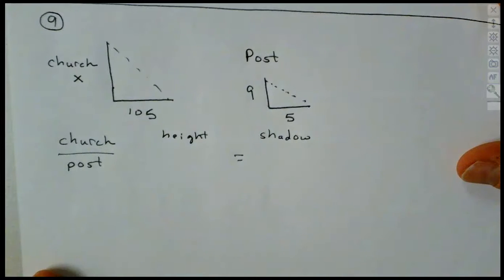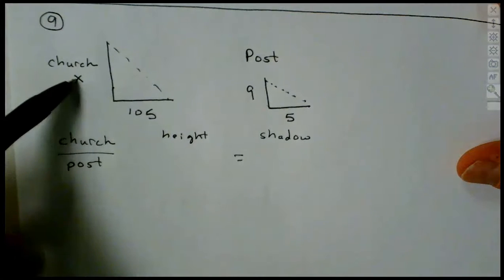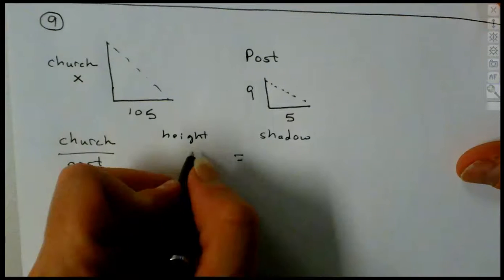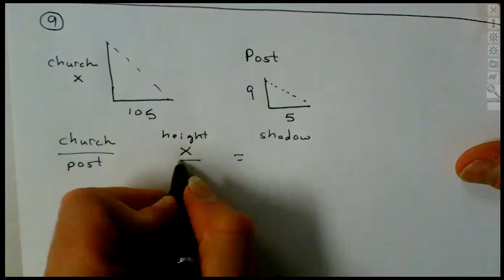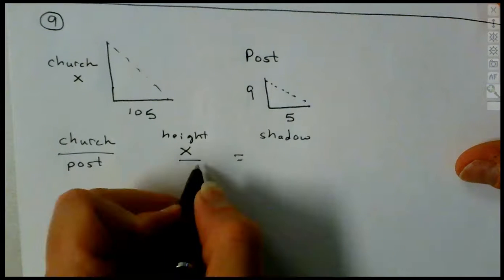So here's our pictures. The church. When we look at the height of the church, that steeple, we don't know, so we're going to call that X. How high is our pole? 9 feet.